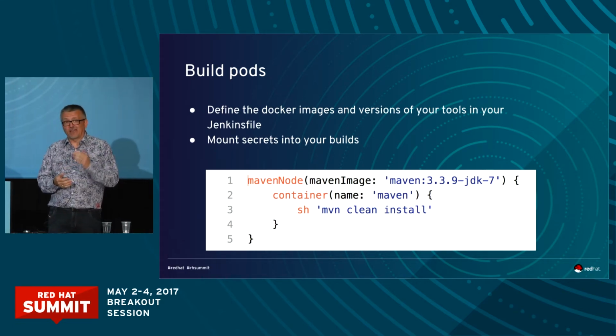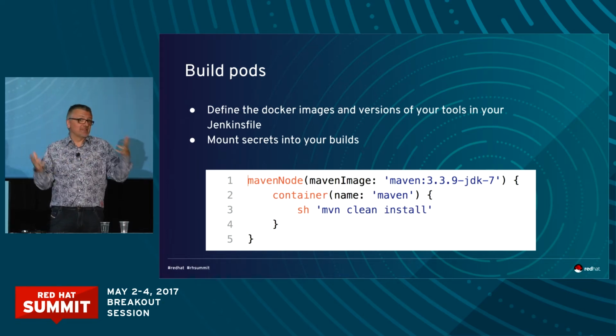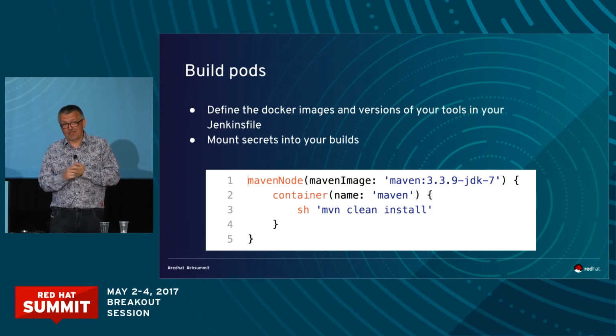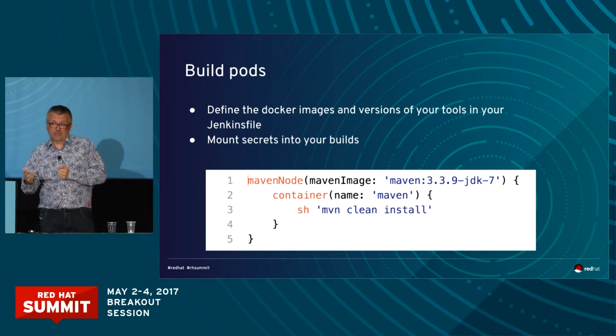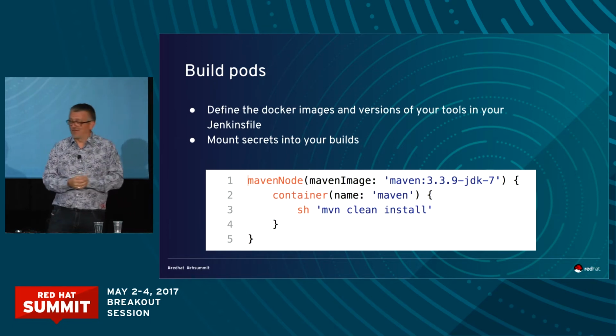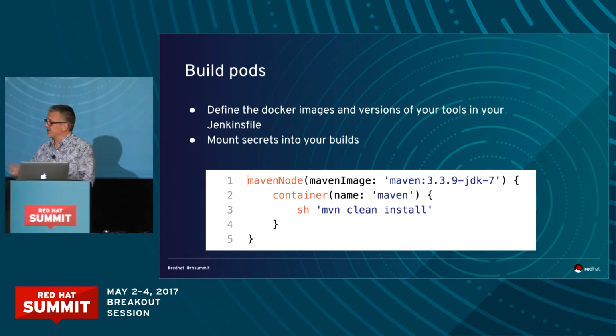I don't know if this has ever happened to you, but sometimes someone changes a job in Jenkins and it stops working, and no one has a clue why or who changed it and when and, more importantly, you don't know how to fix it to get it back. By putting everything in your Jenkins file, it means everything's in source code, so you can see when and why your pipeline changes, and then you can always roll back, right, if something bad happens. So those are build pods.